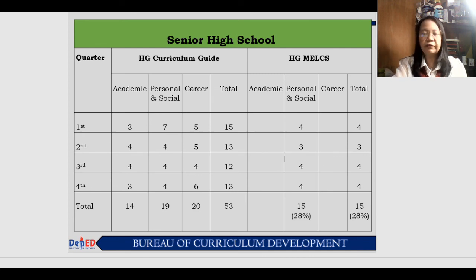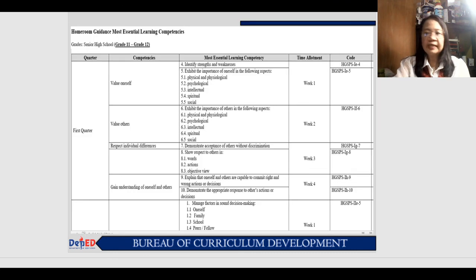There are a total of 15 MELCs for senior high school, which are 28% of the LC or learning competency from the curriculum guide. Next is a sample of the most essential learning competency of the senior high school.